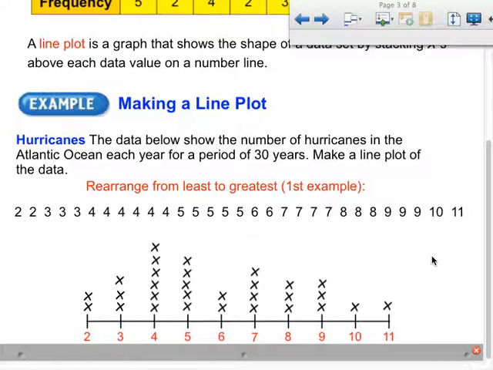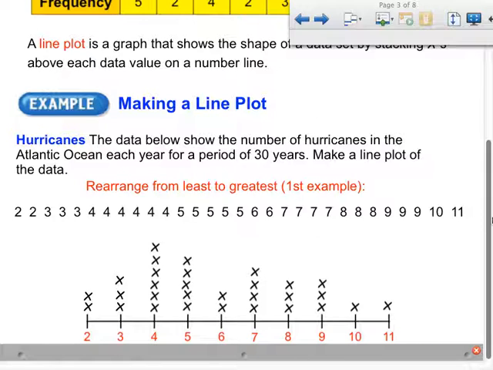Yep. So you can start off at the least number, but you can't skip any. Right. Okay. Did you hear what her question was? Start off at the least number, but don't skip any when you have your number line. Okay? All right, any questions about our line plot?